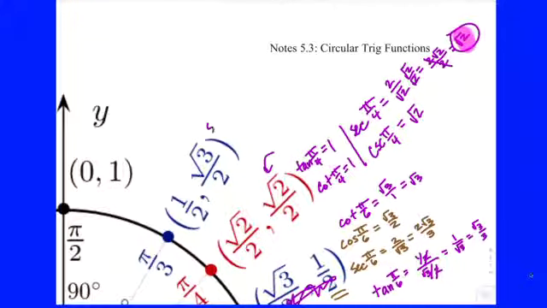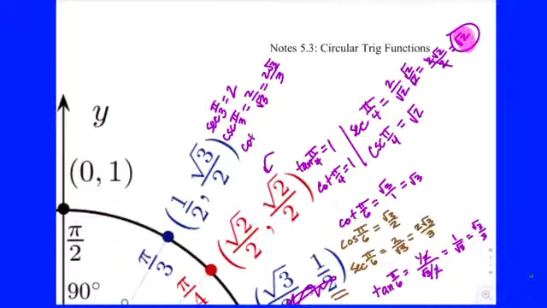What would be secant of pi over 3? Well, what's cosine of pi over 3? 1/2. So what's secant of pi over 3? Flip 1/2 and get 2. Well, what's cosecant of pi over 3? Let's see. What is sine of pi over 3? Square root of 3 over 2. So for cosecant, you flip it. What do you get when you flip square root of 3 over 2? You get 2 over the square root of 3, which when you rationalize it is 2 square root of 3 over 3.